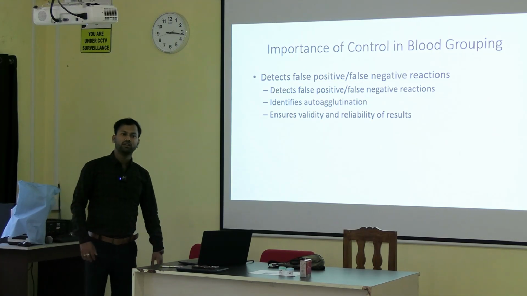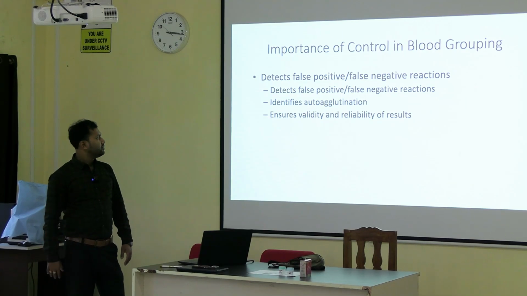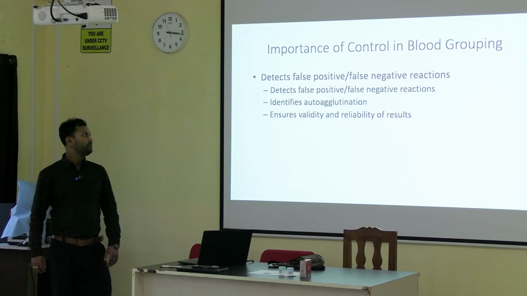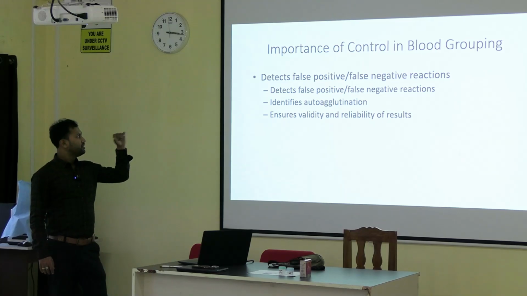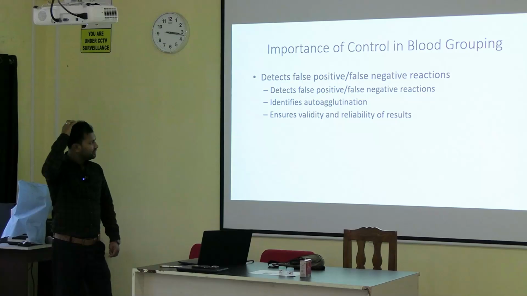Now, what is this control? Control means we take one drop of blood and mix normal saline with it, and we do not mix anything else. That is called the control. We use the control because it helps in detection of false positive or false negative results. It identifies autoagglutination, which means if you are not adding any agglutinin or antibody and there is still blood clumping, that is called autoagglutination. And it ensures the validity and reliability of the results.